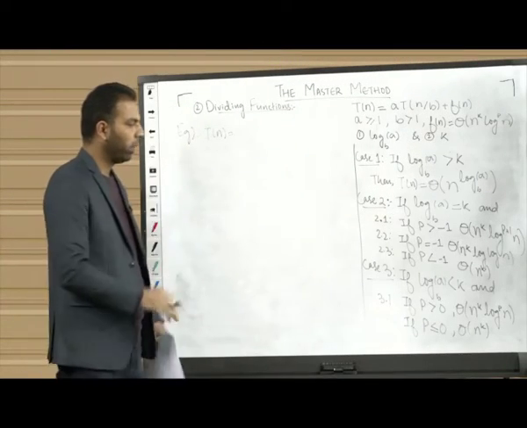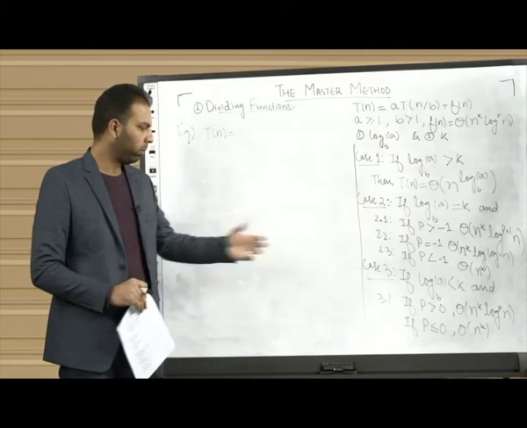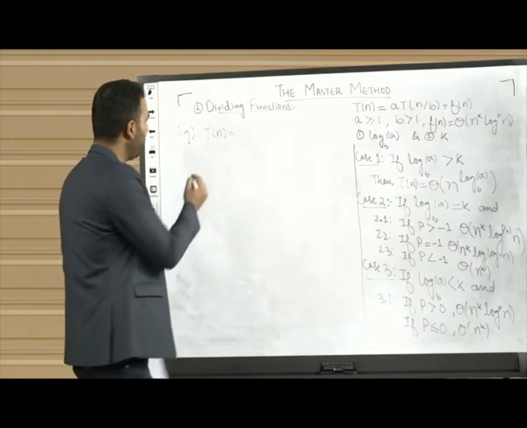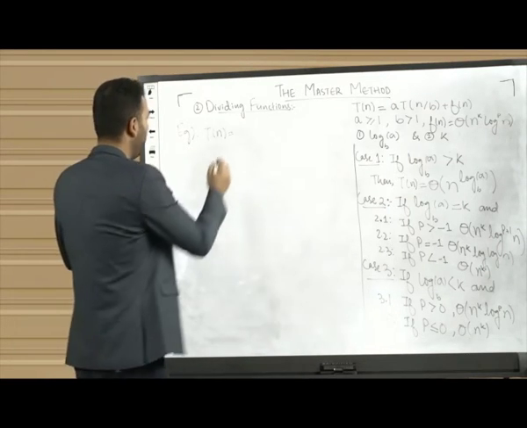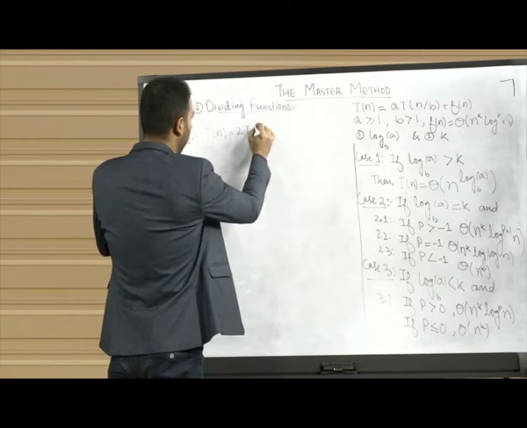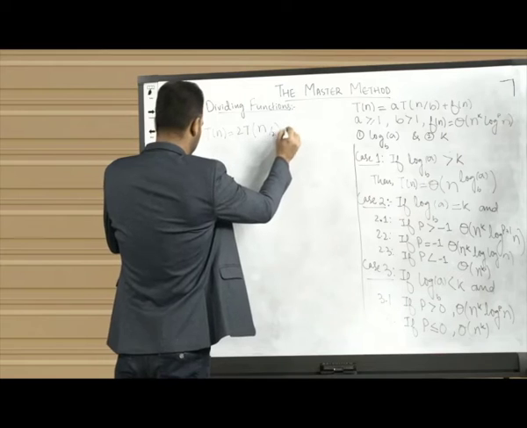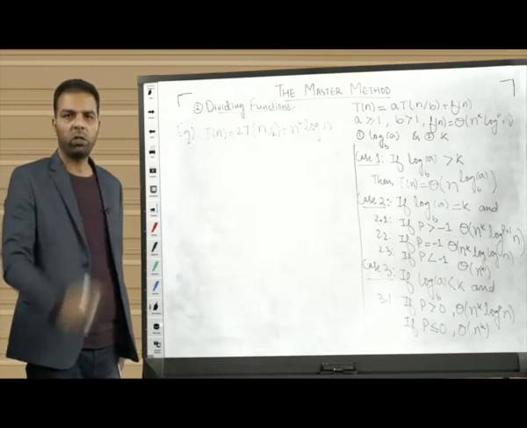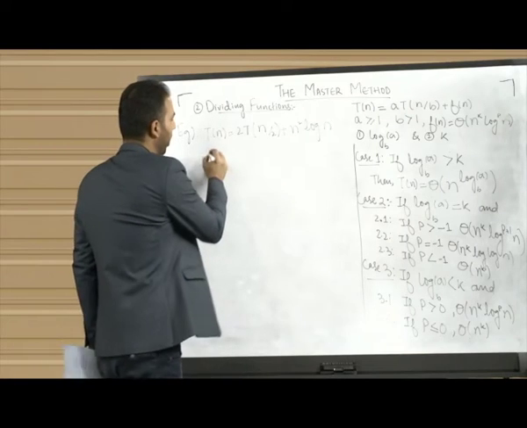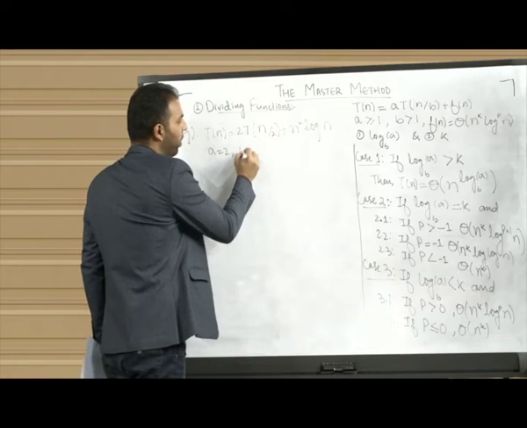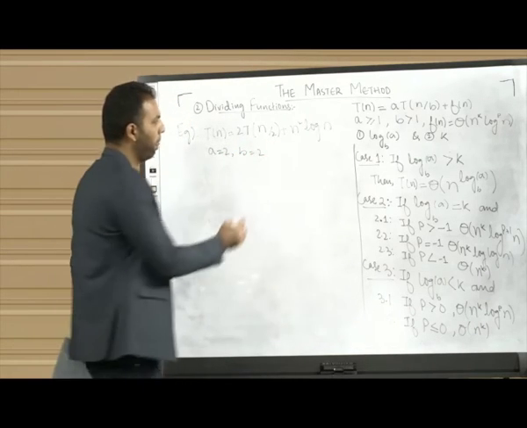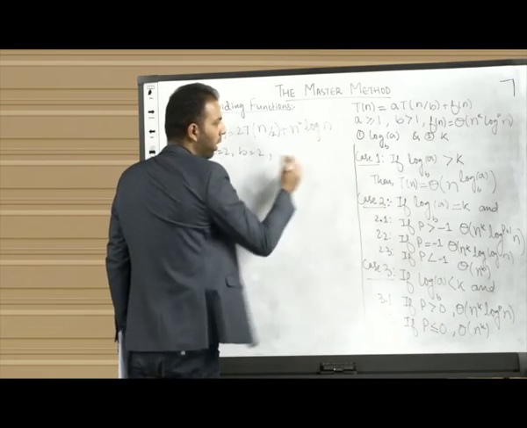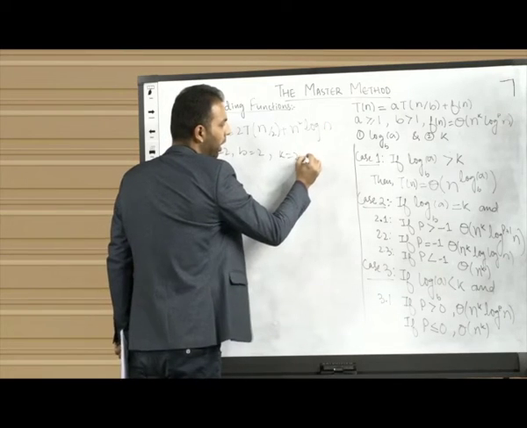Moving on, we'll see a couple more examples that we try to solve using case 3, and that will finish it. So if we see T(n) is equal to 2T(n/2) plus n square log n, we can have a recurrence of this type. Here a is equal to 2, b is equal to 2. Your f(n) is n square log n, meaning n raised to the power 2, so k is equal to 2 and p is equal to 1.